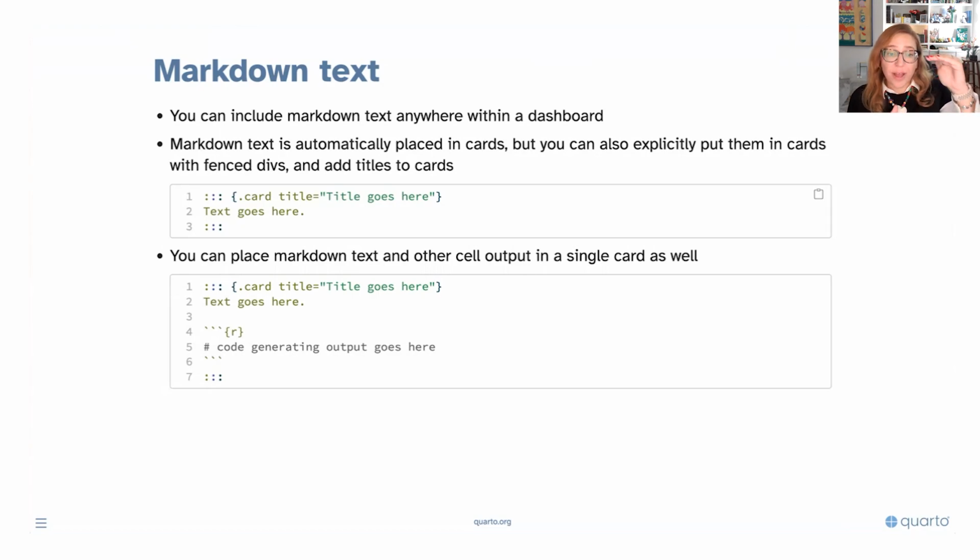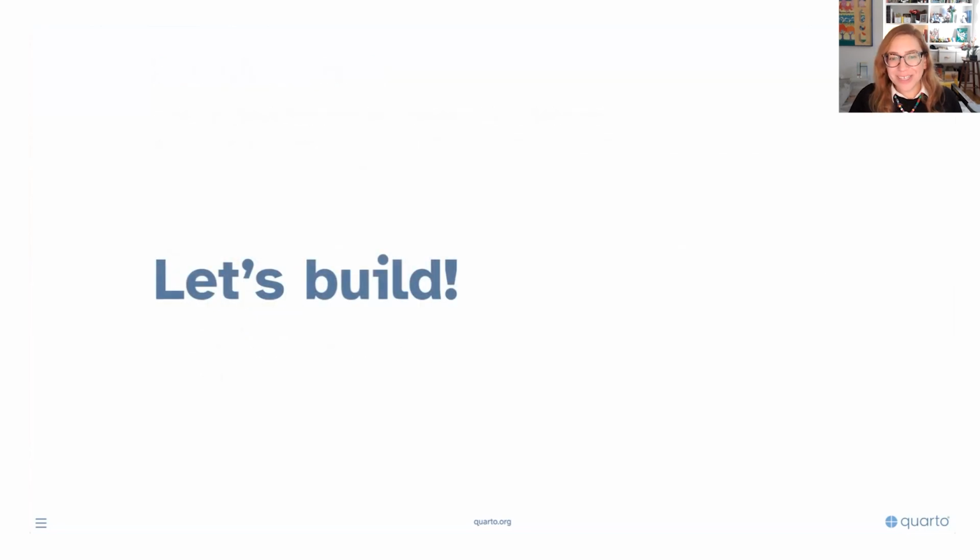So here we've defined a card with a fence div, given it a title, and then inside of that we have some text as well as some code that generates some output, and all of that is going to get encapsulated in a single card. We're going to get a little bit of practice with that when we get to the live coding portion of the video. So let's go ahead and do that.